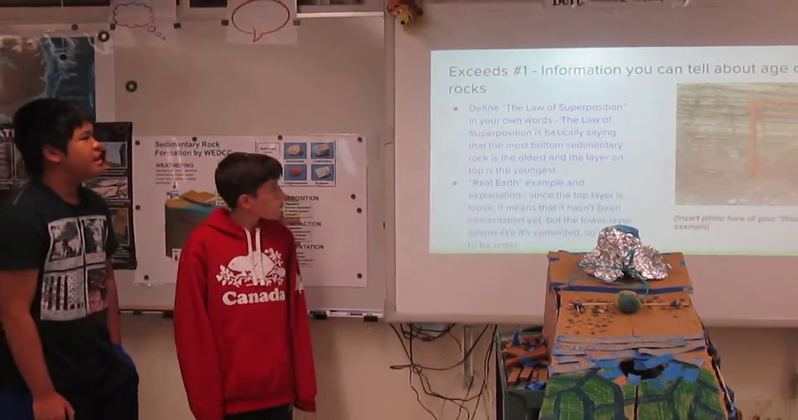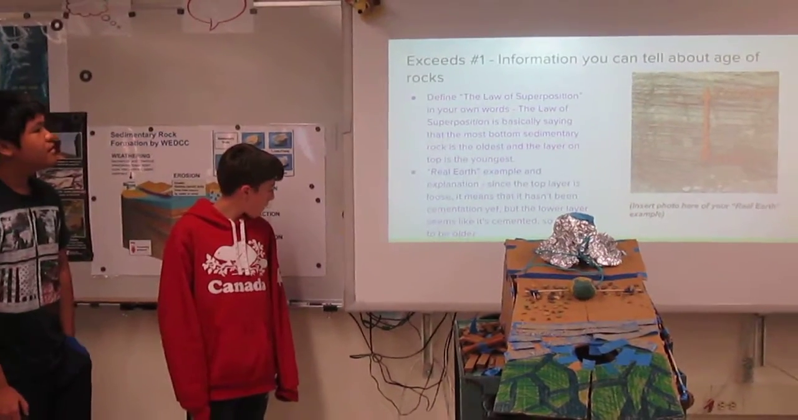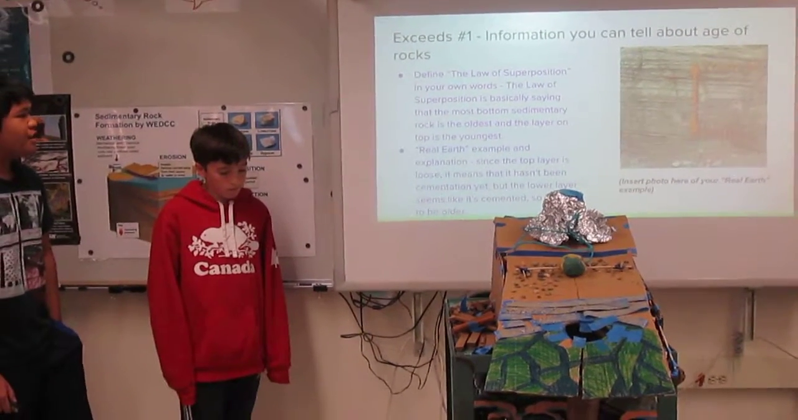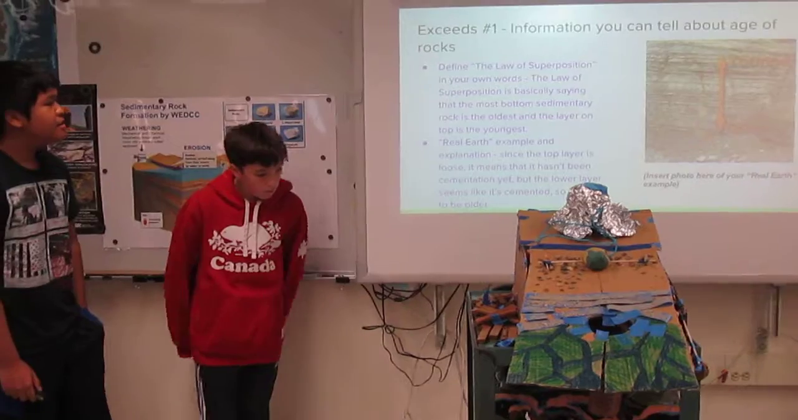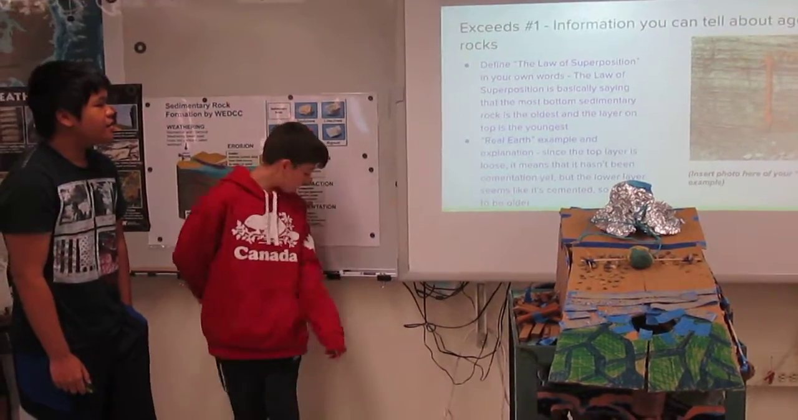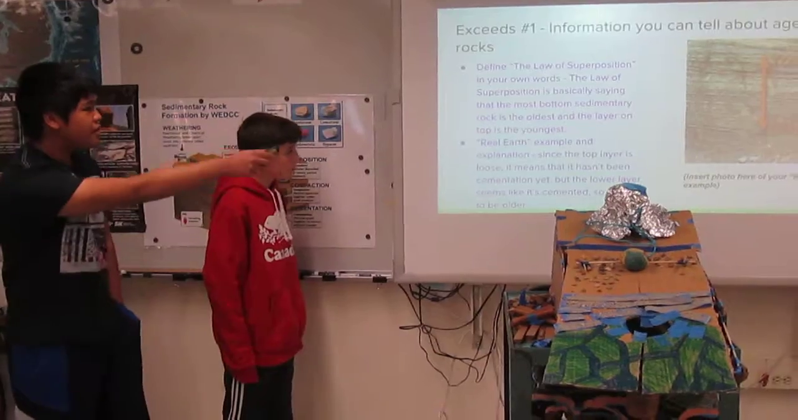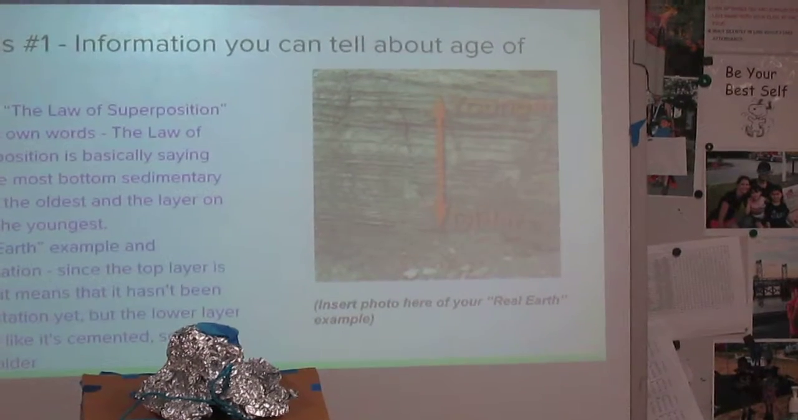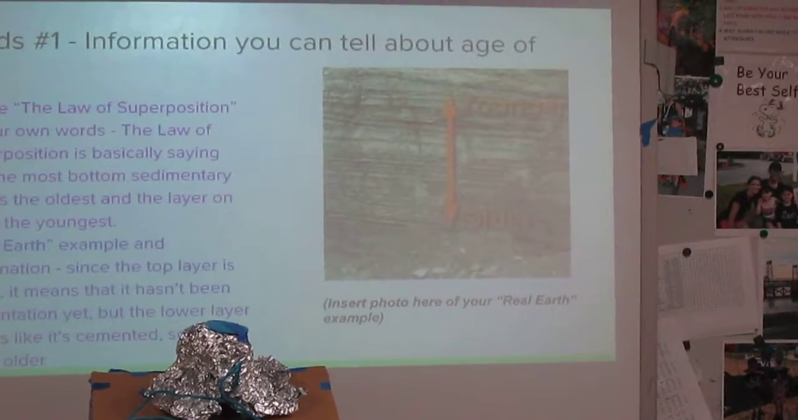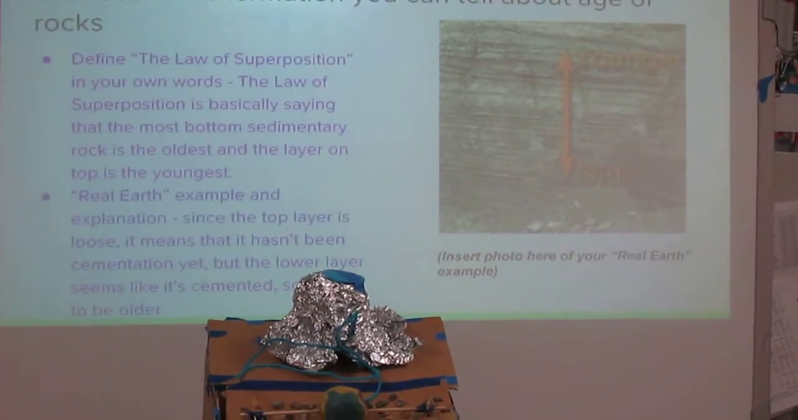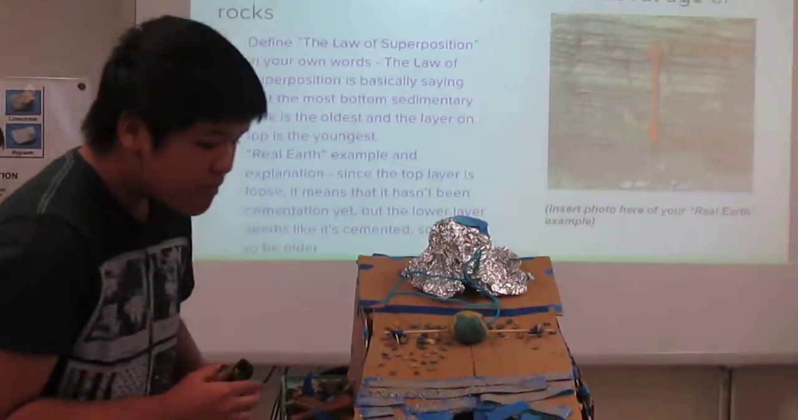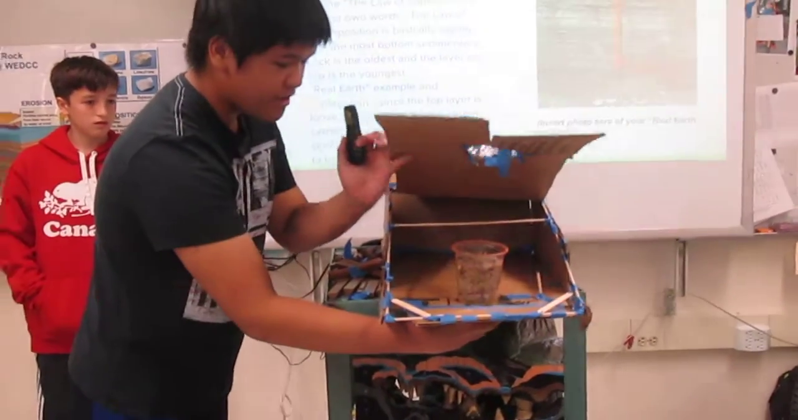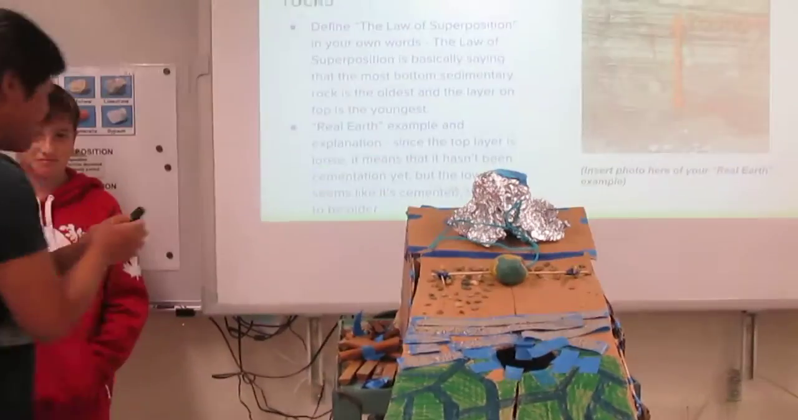Information you can tell about age of rocks. The law of superposition is basically saying that the bottom sedimentary rock is the oldest and the layer on top is the youngest. A real earth example is shown right there. Since the top layer is loose, it means that it hasn't been cemented yet, but the lower layer seems like it's been cemented, so it has to be older. And we show this in our model by gluing the bottom part of our cup, and the top one is loose.